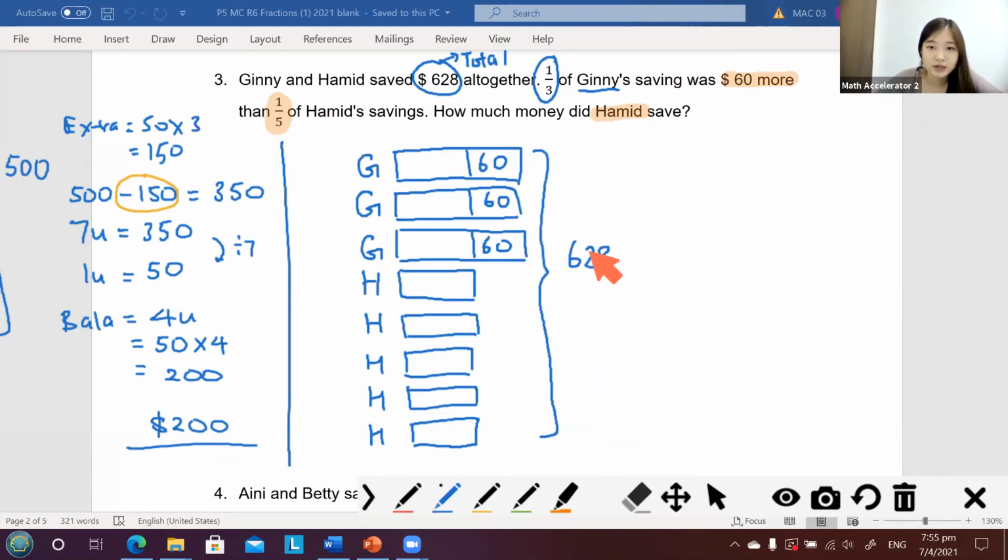Good. Right. So now remove the extra, correct? The extra, you have 3 of the 60. So let's find out how much is that first. 60 times 3. Yes, 180. And now remove it from the total. What will this get you? Calculate. Okay, thank you, Claire. Shan, yep, 448.